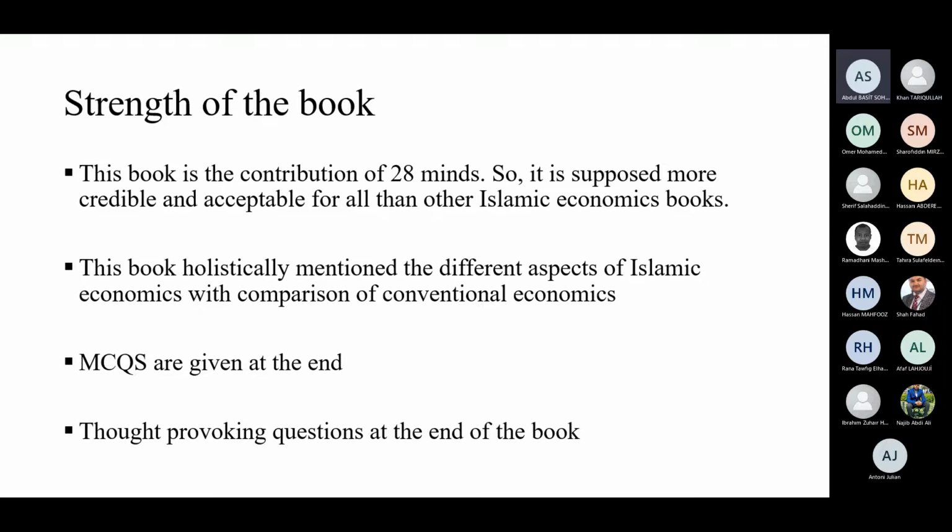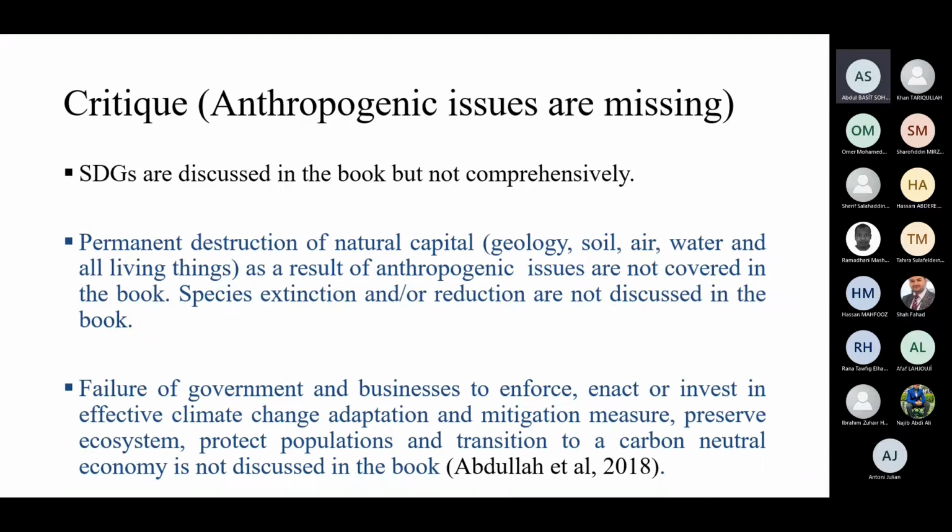So let's talk about the strength of the book. This book is the contribution of 28 minds. So it is supposed to be more credible and acceptable for all than other Islamic economics books. This book holistically mentioned the different aspects of Islamic economics with comparison to conventional economics. MCQs are given at the end. Thought-provoking questions are given at the end of the book. So what are the missing points in this book?